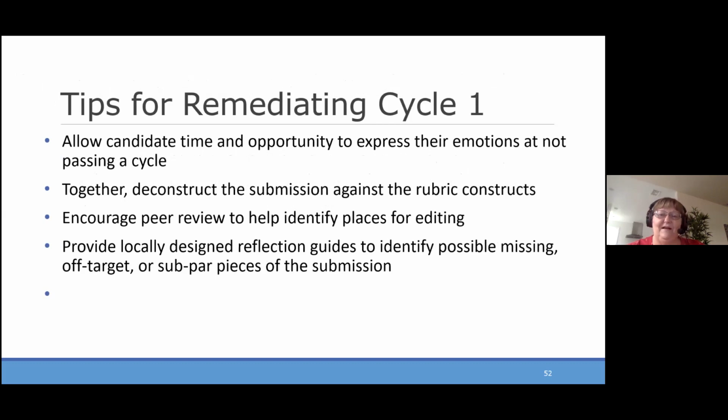And then together, alongside them, work with them to deconstruct their submission, looking against the rubric constructs. Perhaps you encourage them to find a peer who would give them insight, find places for them to edit, or once again, design some kind of a reflective guide to help that candidate objectively walk through their submission to see if they have hit all of the parts, if perhaps one is off target or some is not of strong enough reflection. And there, we've got an extra bullet there.